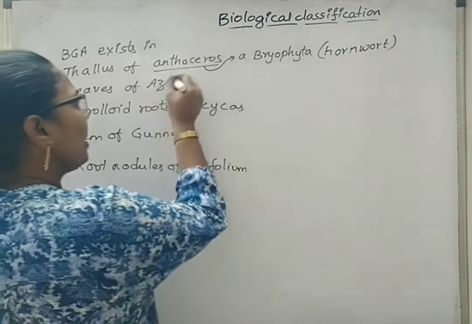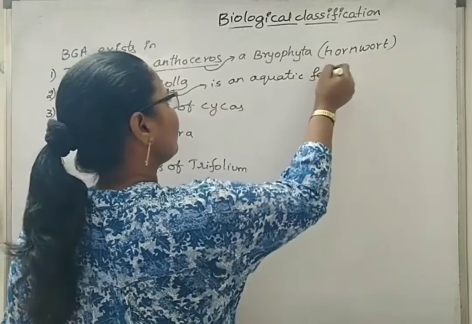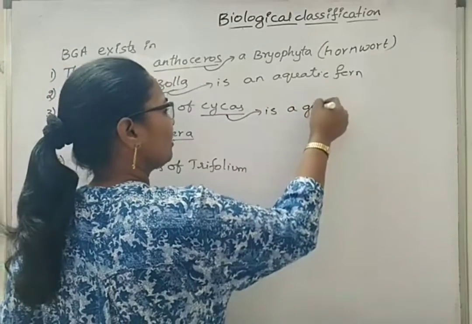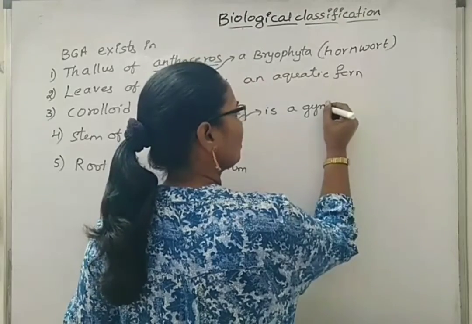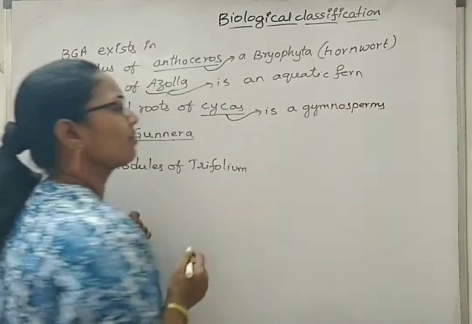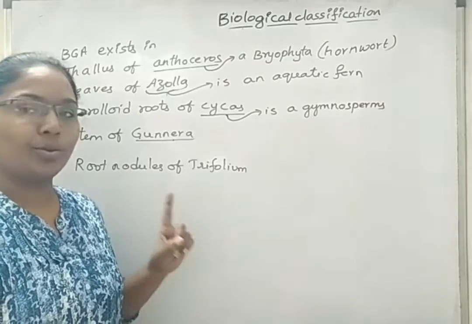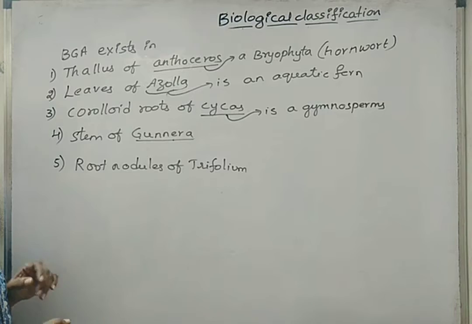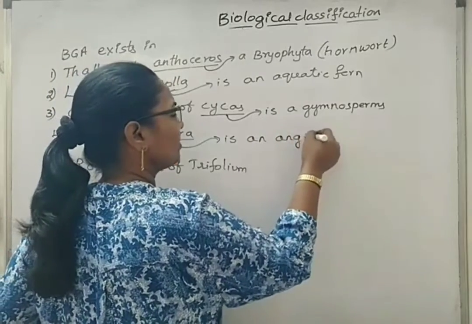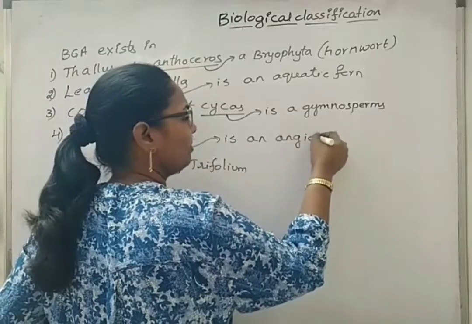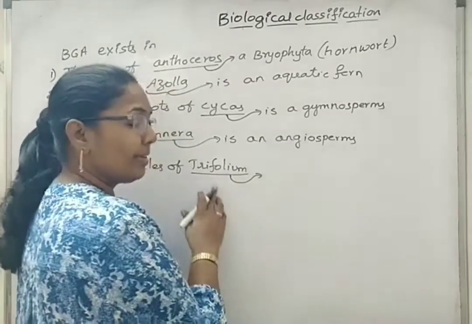Now, what are these plants? Anthoceros is a bryophyte. Azolla is an aquatic fern. Cycas is a gymnosperm. Gymnosperms are the growths just before angiosperms, which produce naked seeds. Under gymnosperms, we have two examples, that is Cycas and Pinus. So under Cycas, in the coralloid roots, we see the blue-green algae. Next, stem of Gunnera. Gunnera is an angiosperm, the flowering plants. Gymnosperms are non-flowering plants. Trifolium is also an angiosperm, but it belongs to family Fabaceae or Leguminosae.